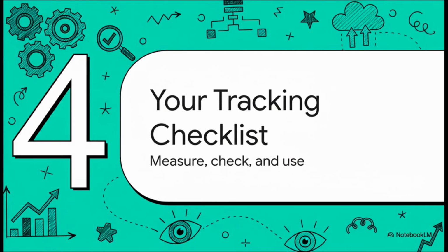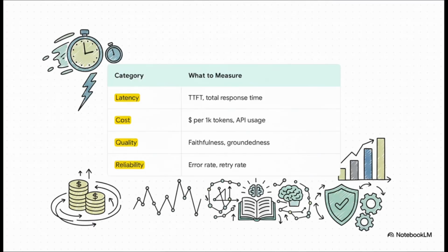All right, so we get the problem, we get why it matters. So now, what do we do about it? Let's get practical. It's time to dive into the toolkit, your tracking checklist for actually building a solid observability system. So this table breaks it down into 4 key areas you've got to watch. First up is latency, to make sure your app actually feels fast. Then cost, obviously, to keep your budget from exploding. Quality is huge. Are the answers actually good? And finally, reliability, to make sure the whole thing doesn't just fall over.